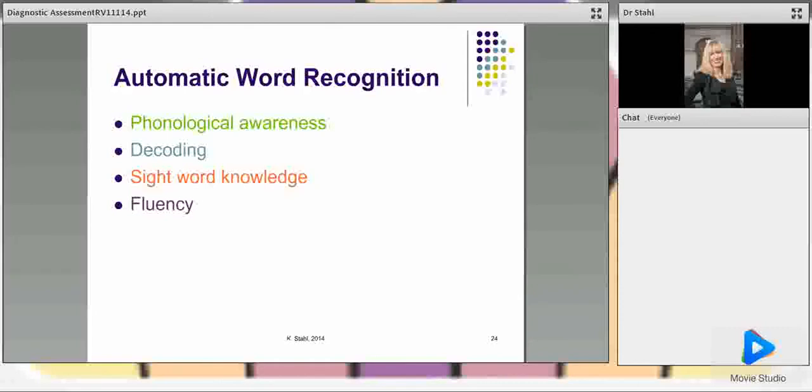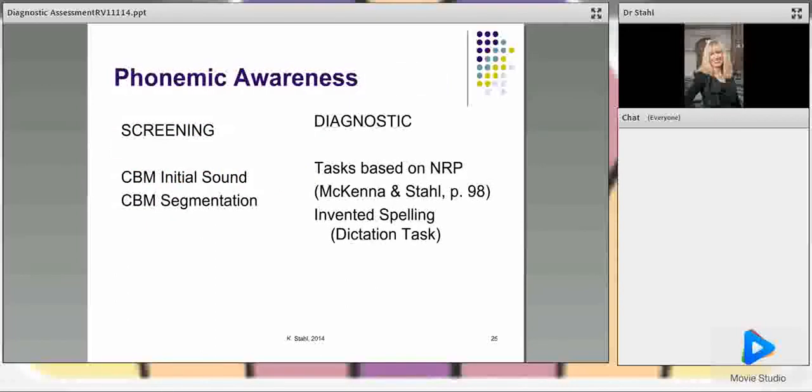So let's talk about the automatic word recognition pathway. That pathway includes phonological awareness, decoding, sight word knowledge, and fluency as well. You've talked already with Dr. Hintz about the screening, which for phonological awareness would include initial sound and segmentation. But as teachers working with children, those children who come up in the yellow and red areas on your screening need a more detailed look, because segmentation is the most sophisticated skill.